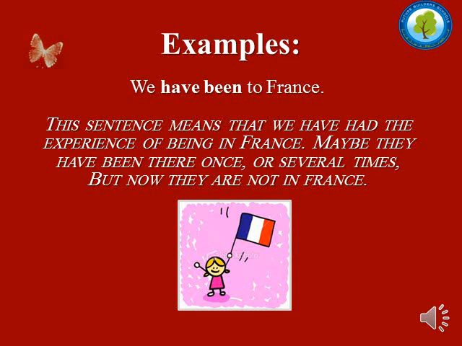For example, we have been to France. This sentence means that we have had the experience of being in France. Maybe they have been there once or several times, but now they are not in France. ذهبنا إلى فرنسا. So, this means هذه الجملة تعني بأنهم ذهبوا إلى فرنسا وعادوا منها. ولكن إجمالي معنى الجملة that they are not in France now. هم الآن ليسوا في فرنسا.